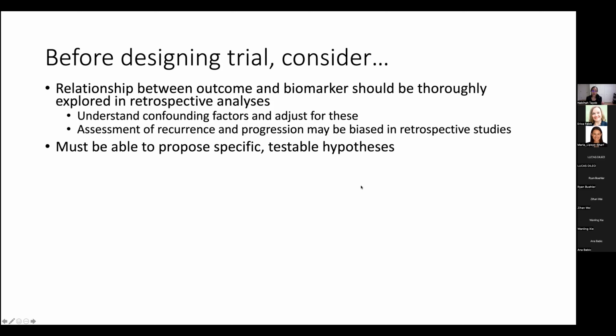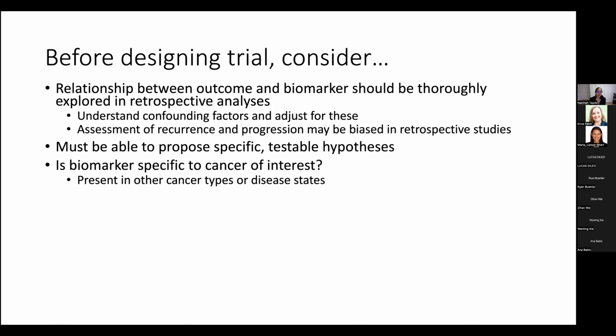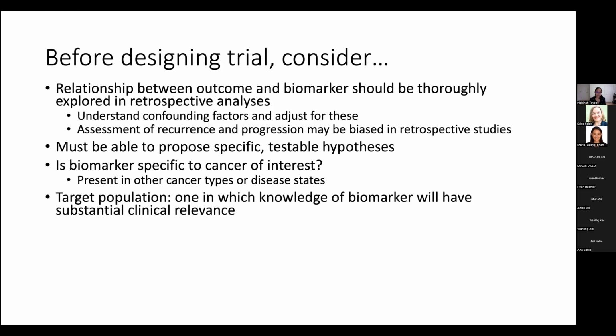You must be able to propose a specific testable hypothesis. So basically going back to what is the intended clinical use of your biomarker, and then design your hypotheses to test that intended use. You want to understand your biomarker. Is it specific to the cancer of interest? Is it present in the other disease types? Again, target population keeps coming up every time throughout the literature in all of these contexts.